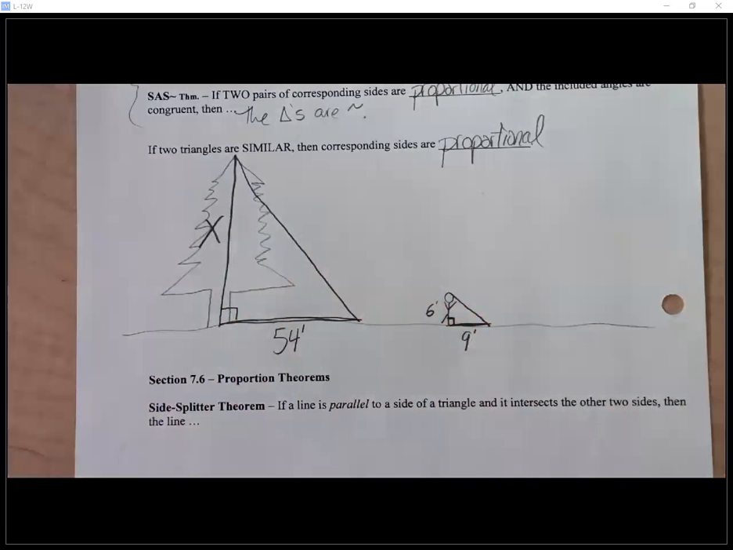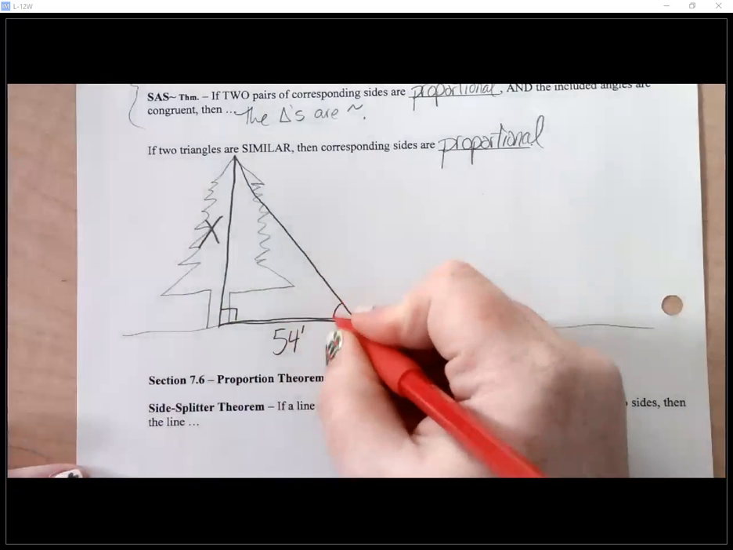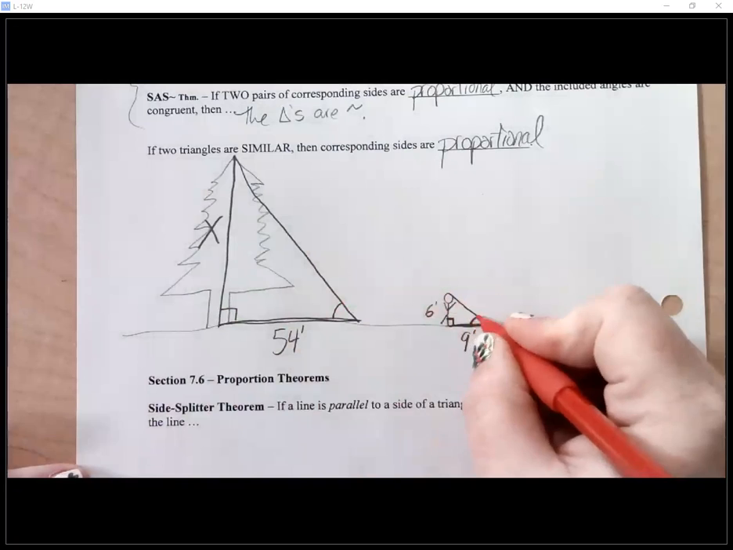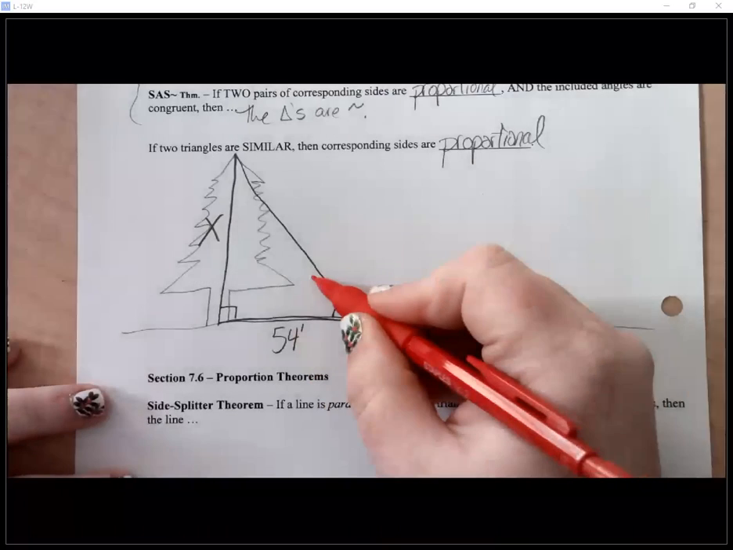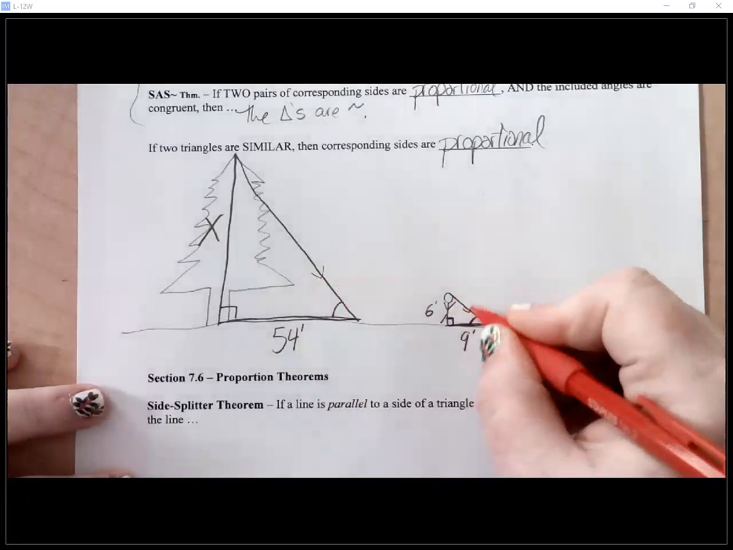You would need a second angle. Not all right triangles are similar to each other. But here's a claim that I'm going to make. I claim that these two angles right here, that one and that one, really are the same. Do you know how I know? But you would have to know that these lines are parallel. Do you know that? You do.